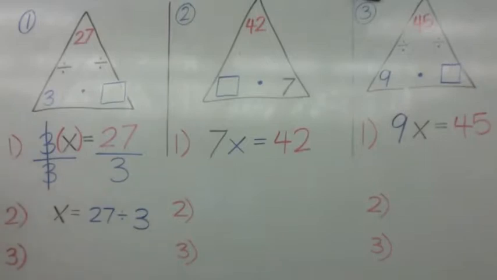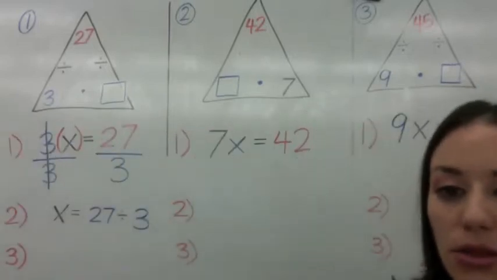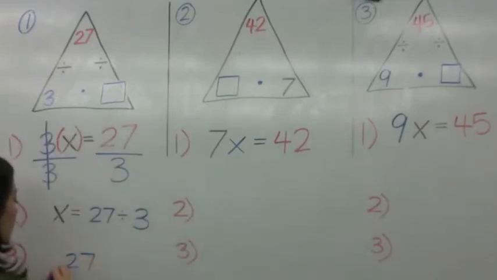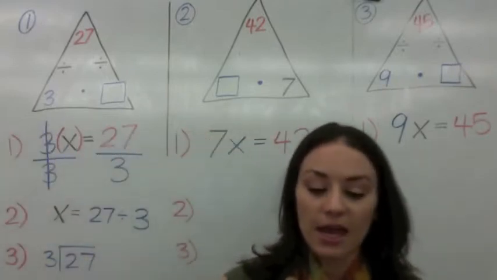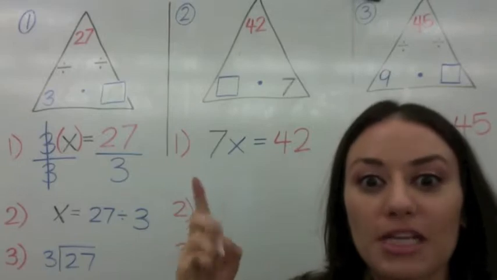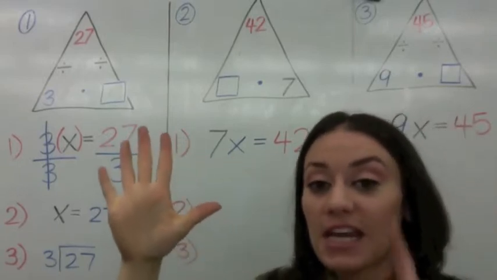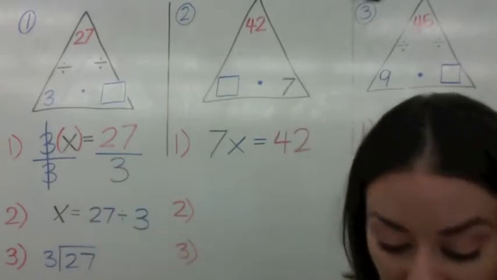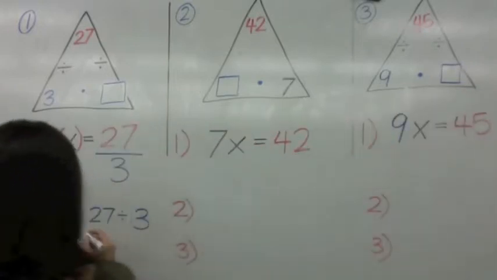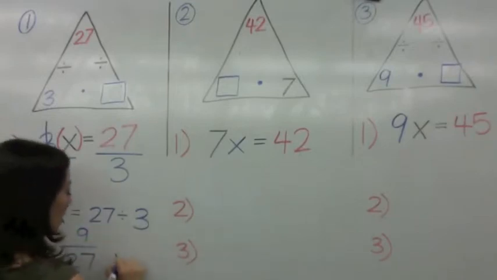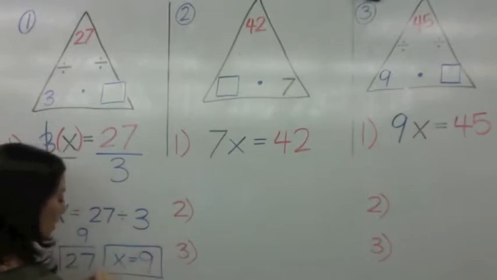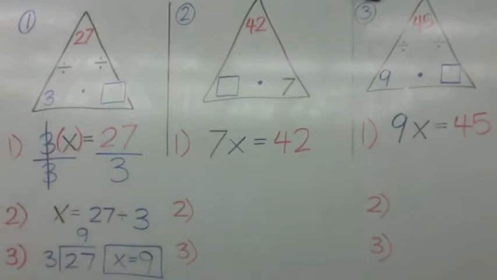Okay, do you know what that is yet? 27 divided by 3. If you don't know, you could write 27 divided by 3, and then you skip count by 3 to get to 27, right? 3, 6, 9, 12, 15, 18, 21, 24, 27. So what is it, guys? It is 9. Okay? So you're going to write x equals 9. And then you're going to put a box around your answer. So go ahead and do that for me.